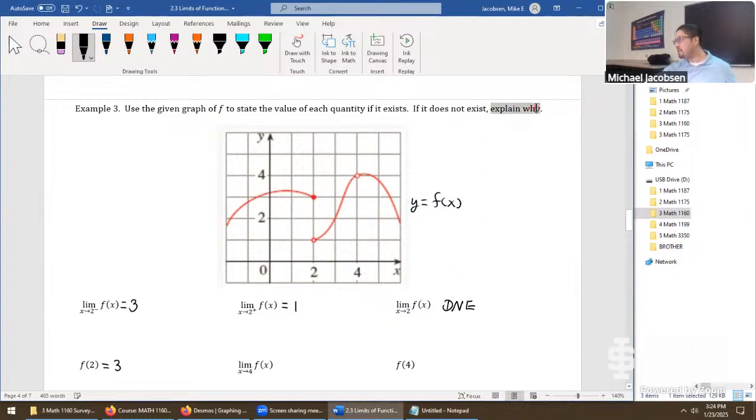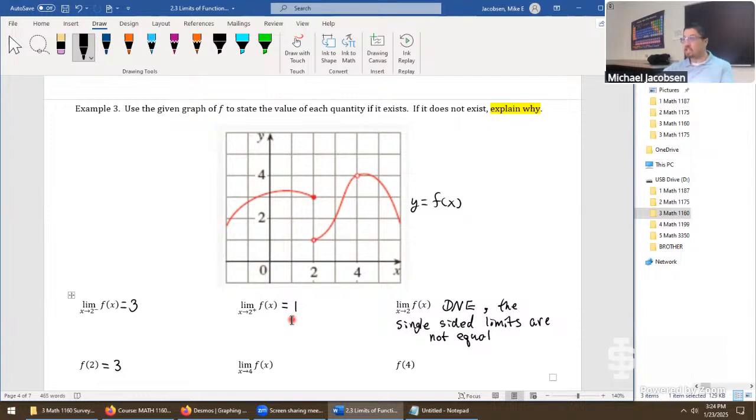We have to do this tedious chore right here and explain why, but it's based on the other values right here. The left-hand limit gave us an output of 3. The right-hand limit gave us an output of 1. So we just need to say the single-sided limits are not equal. That's what gives us a does not exist right away.